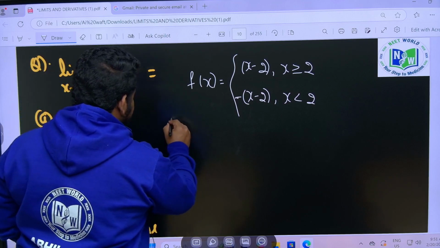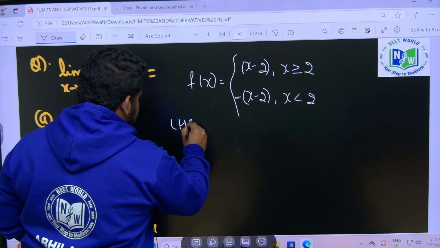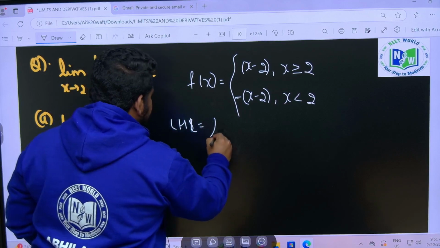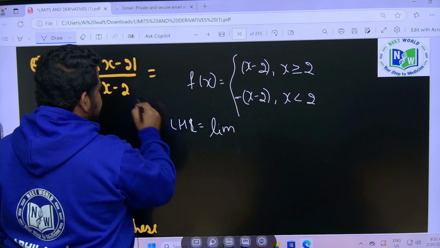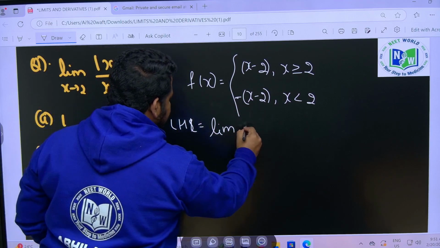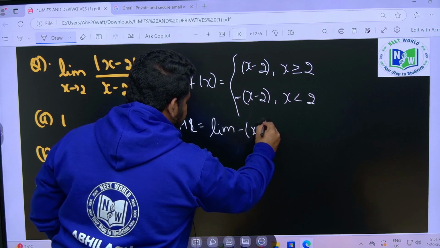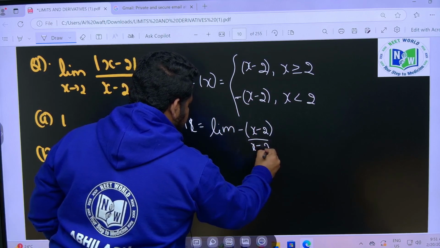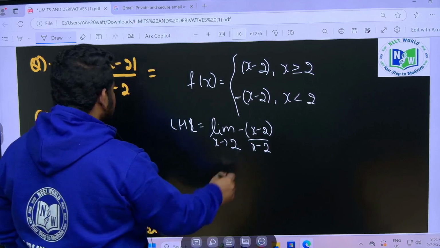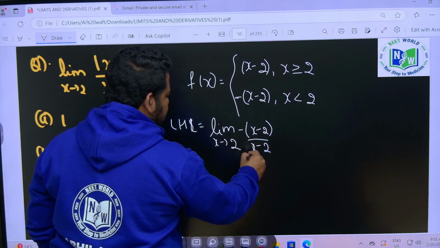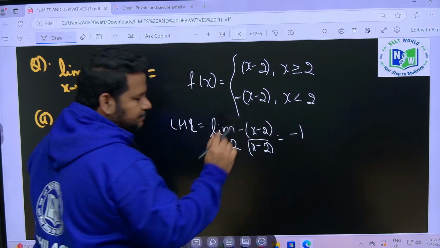If I take LHL is equal to limit, this will be what? LHL will be the modulus of x minus 2, which becomes minus (x minus 2) divided by (x minus 2) as x tends to 2. So this will be equal to what, friends? (x minus 2) by (x minus 2), we will get it as minus 1.